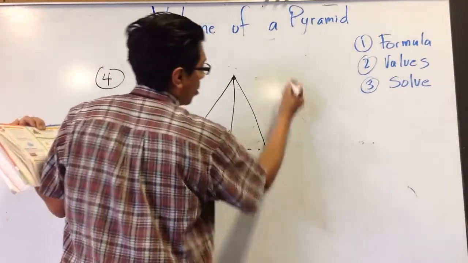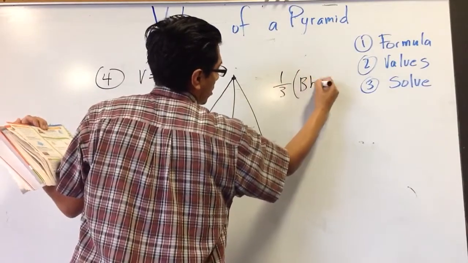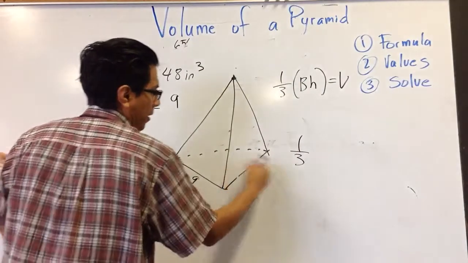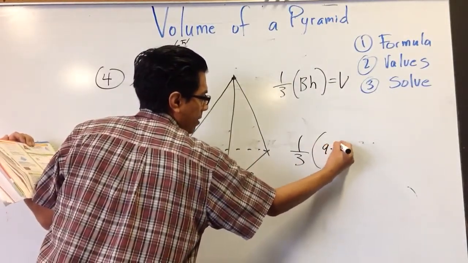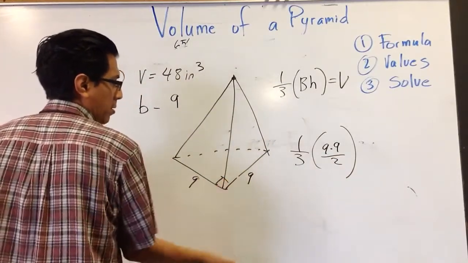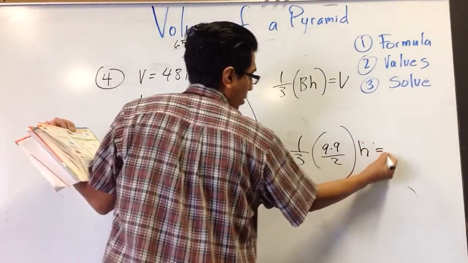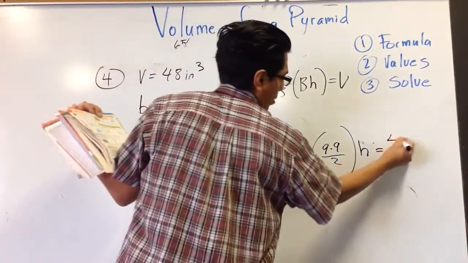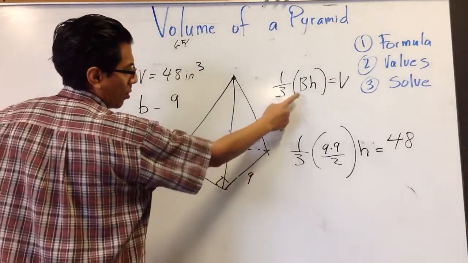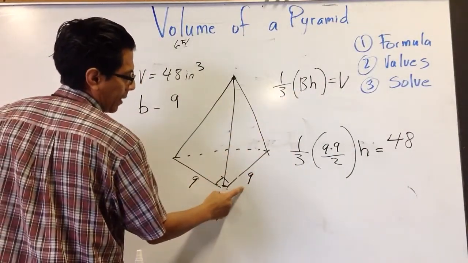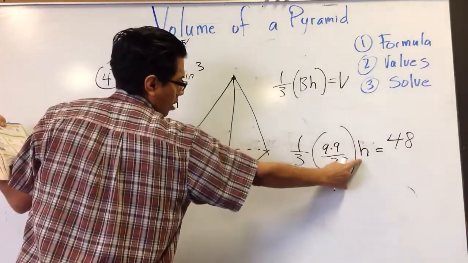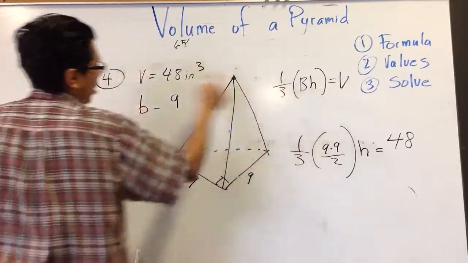Now let's set it up. Start with your formula. Right? 1/3. Big B, how do we find that? Well, that's 9 times 9 divided by 2. Right? That's how I find this triangular base. Times the height, I don't know what it is. And there's my volume. You see what I did? I put in my values. 1/3, big B, 9 times 9 divided by 2. That's how you find the triangular base. Times H. Don't know what it is. Equals V. I know what V is.